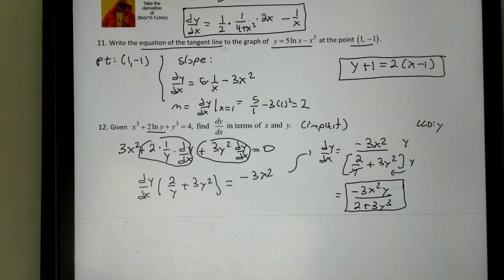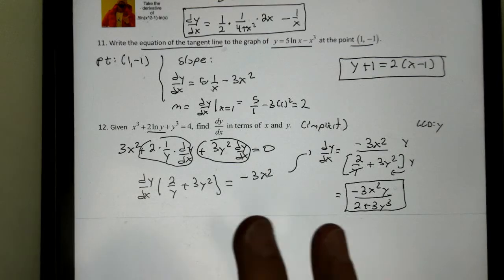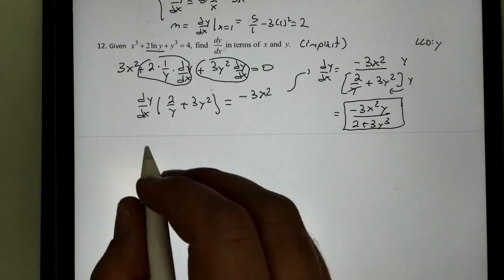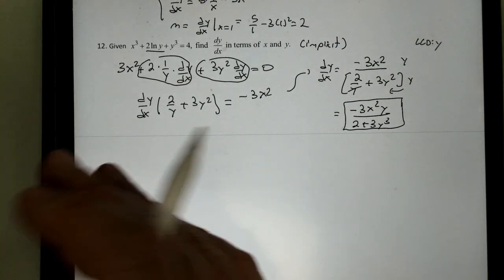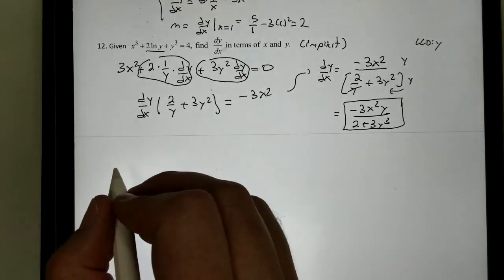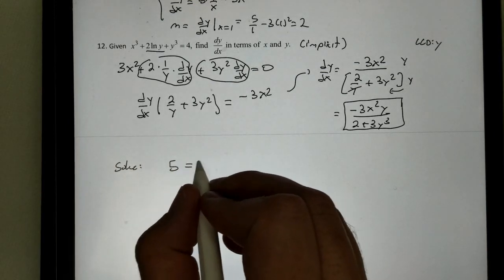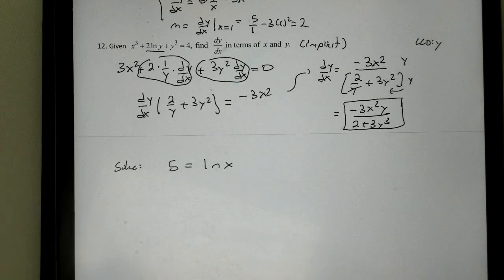Well, that's the end of our lesson. What I'm going to do for the next few minutes, though, is work on solving a few of these exponential equations, because I know it's been a while since you've done them. So let's take a look at solving a few exponential equations, or log equations here. Let's say I am given the following equation: 5 equals natural log of x, and I want to solve for x.